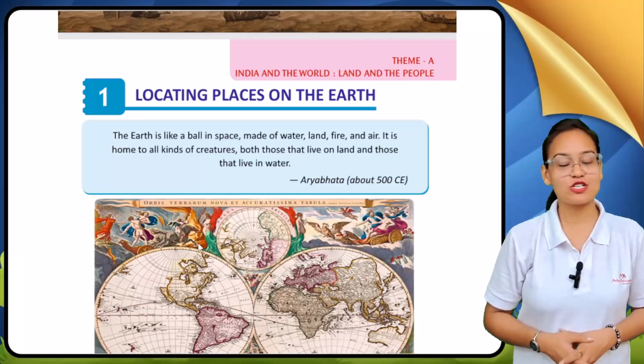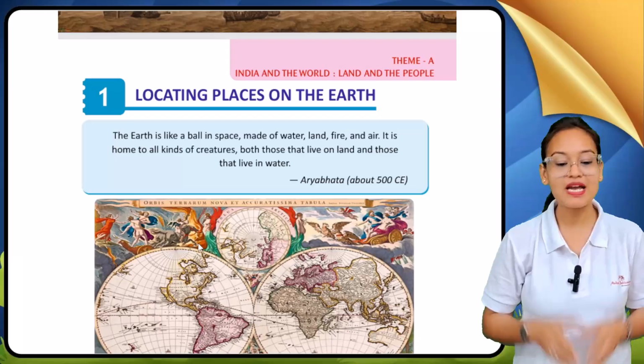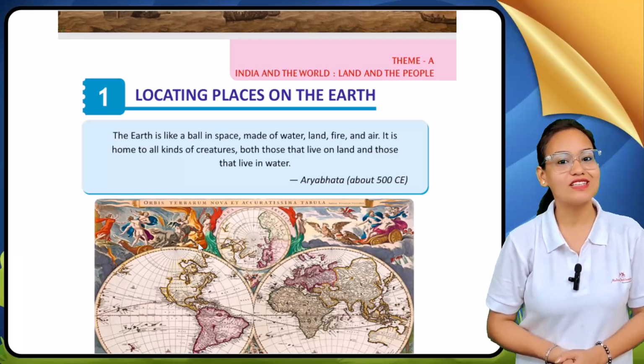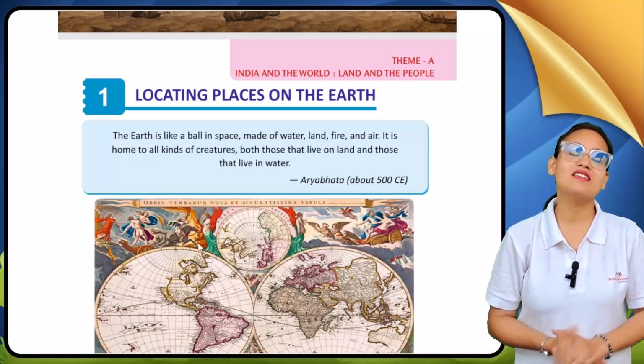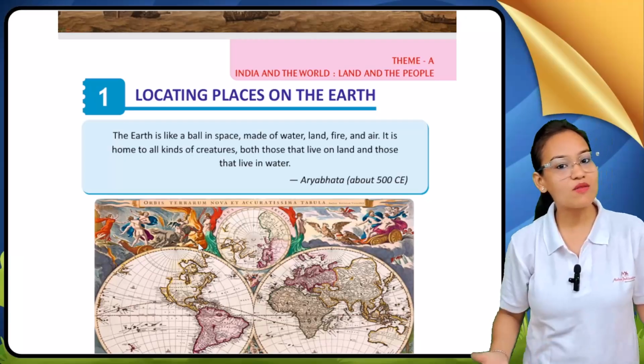In our today's session, my dear students, we are going to start your book with chapter number 1. The name of this chapter is Locating Places on the Earth. It means in this chapter we are going to see about the places of our planet Earth.